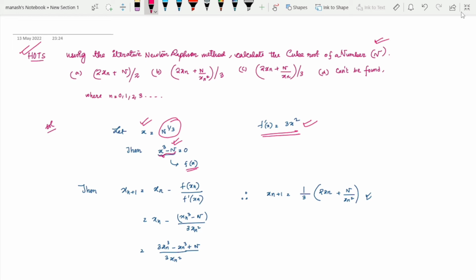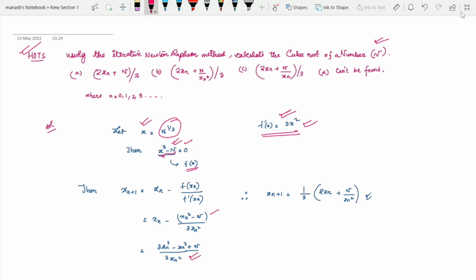Now see, in the option it is xn, right? So you have to find generally the xn plus 1 term, because there is no value present in the question. So to find the n plus 1 term, xn plus 1 is xn term, that is the previous iteration, minus f of xn divided by f dash of xn. So xn minus f of xn would be xn cube minus n, divided by f dash xn, it would be 3 into xn square, because f dash x is 3x square. You have to put xn in place of x. So if you solve this out, this is the thing you get.